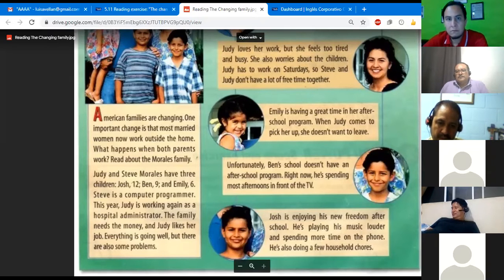The most families have 1 or 2, but both parents work outside home. Okay, good. That's correct. So, okay, this is one opinion. What else? Anybody else who has another opinion?